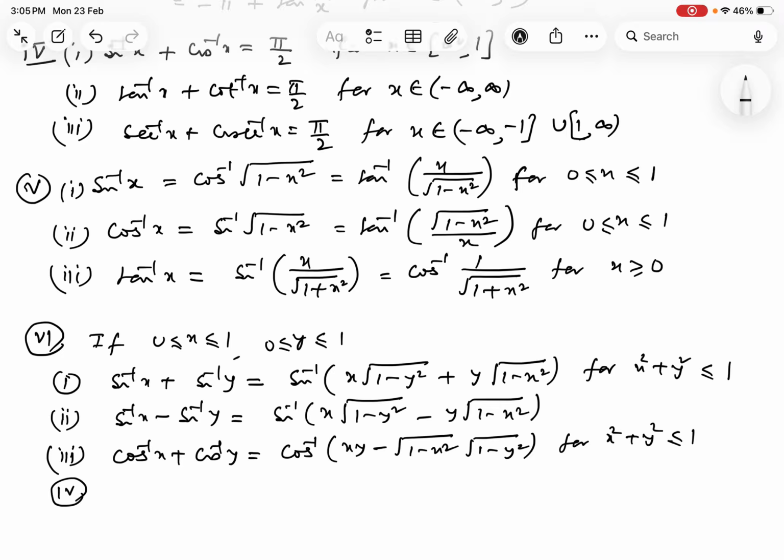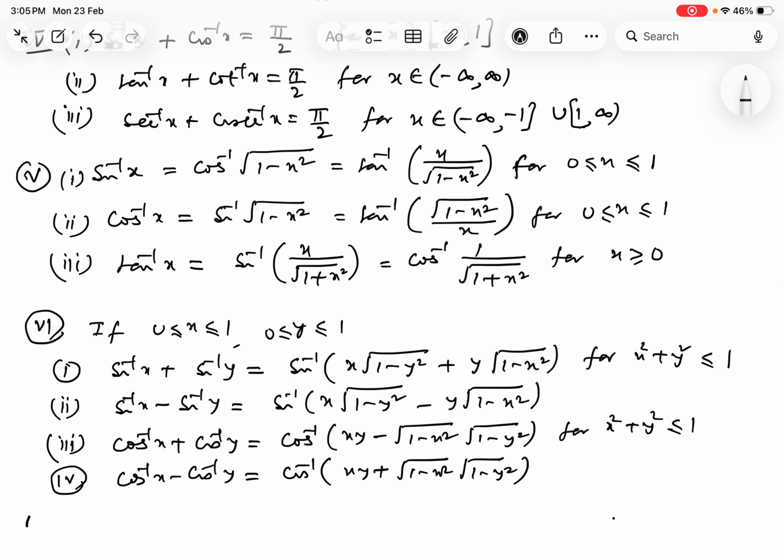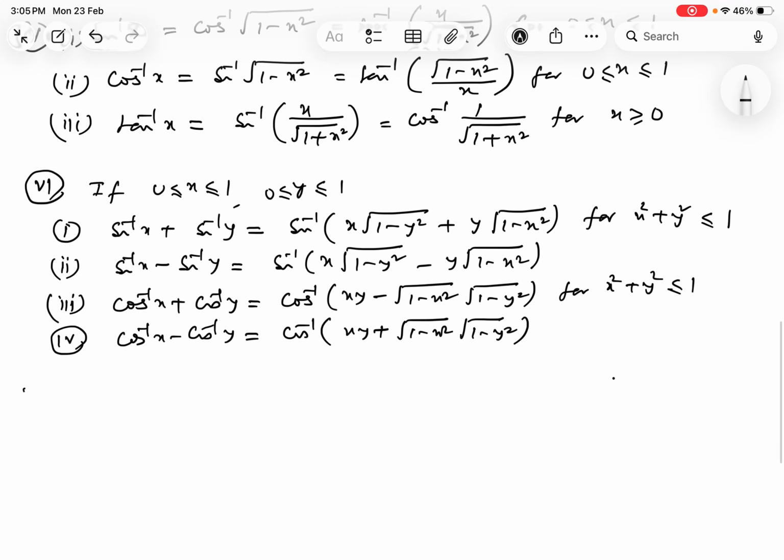And cos inverse x minus cos inverse y is equal to cos inverse of xy plus root of 1 minus x square into root of 1 minus y square. Okay. Now after that, the next result is the seventh one.